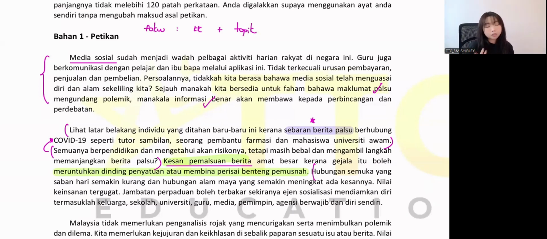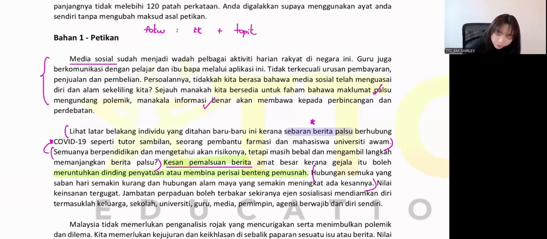Meaning to say we don't do it and also interact with people face to face, but we use all the internet. Dan hubungan alam maya yang semakin meningkat ada kesan, but they're telling you these situations that will have impact. But they are not telling you anything regarding the fake news yet. They are just telling you about right now the people, the situations. Nilai keinsanan tergugat, but they say if we spread the fake news, nilai keinsanan tergugat. It's a bit like the humanity, and also jambatan perpaduan boleh terbakar sekiranya ejen sosialisasi mendiamkan diri termasuklah.